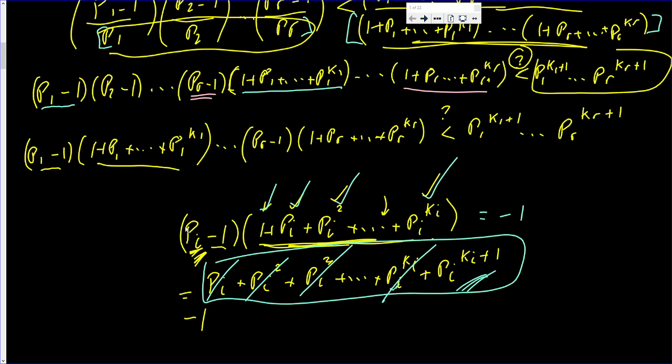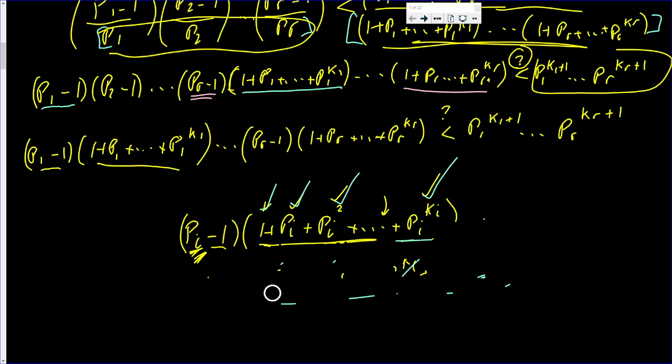Okay, so what we have is, now, well, maybe I didn't do that so hard. We definitely have the 1. We're going to have, no, we're actually going to have pi to the k sub I plus 1 minus 1. And this is for all I.